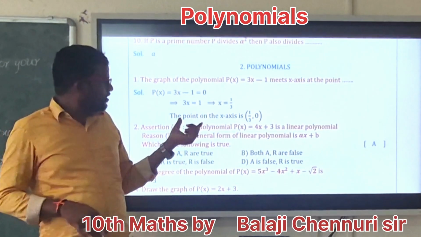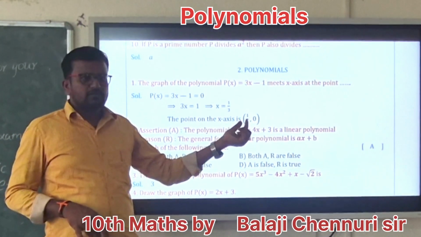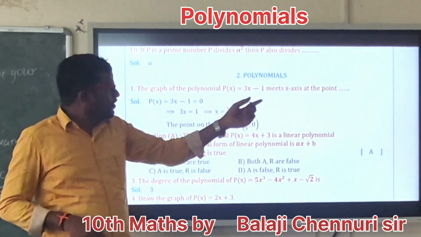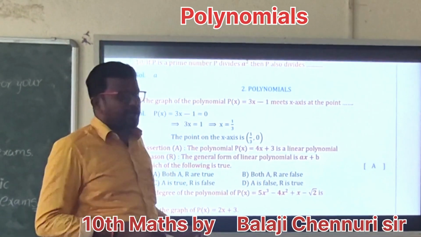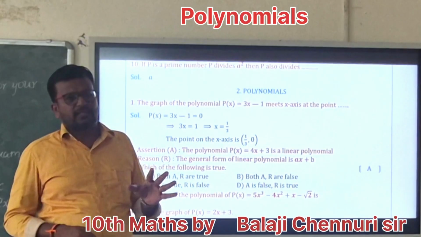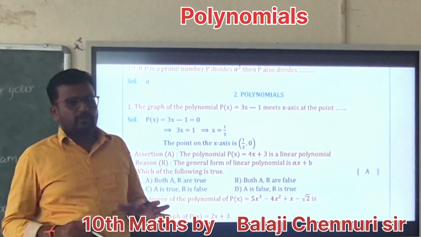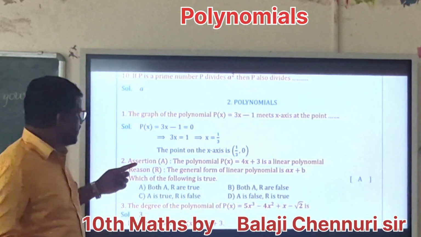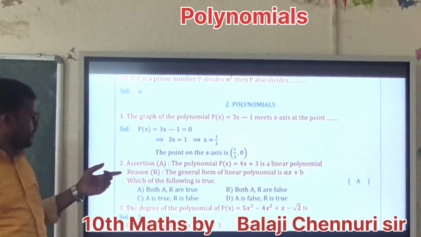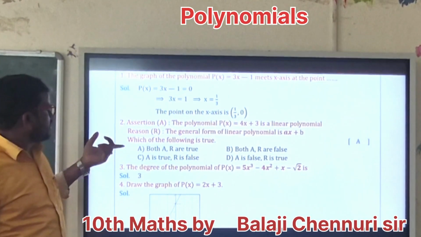Okay. Point refers to this. Many students, when asked at which point the graph meets the x-axis, write only 1 by 3, but it is wrong. You have to write it as (1/3, 0). Okay. Next, this type of question may be asked regularly.